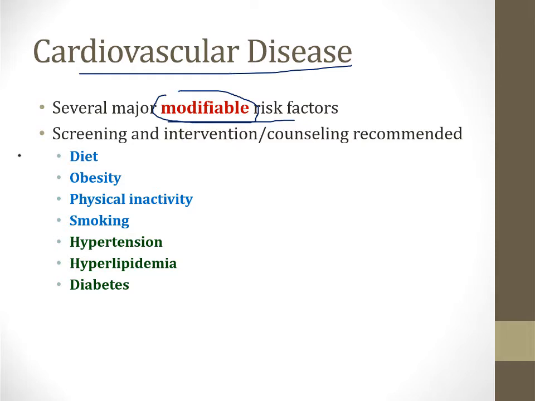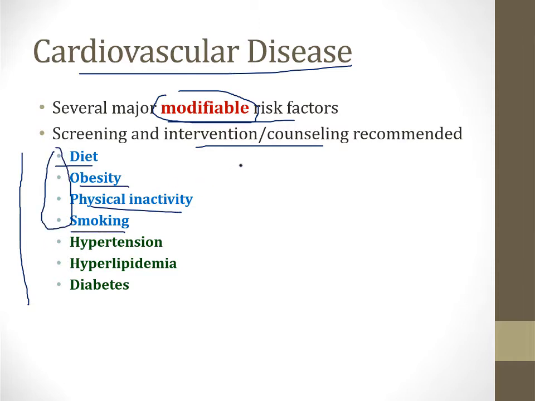On the other hand, all of these items on the slide here are risk factors for cardiovascular disease, and they can be modified if you change your habits or you get treatment. So these are the things that patients are screened for, where we often recommend an intervention or counseling if we identify one of them. So first of all, diet. We screen for patients to make sure they're eating a healthy diet. We screen for obesity, physical inactivity, and smoking. And that's because all these things are associated with cardiovascular disease and they can all be modified.